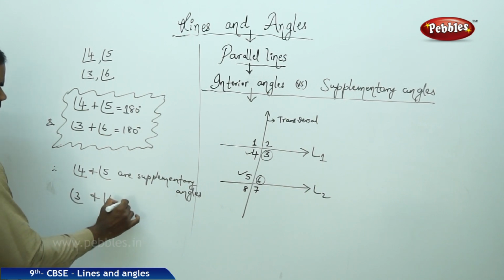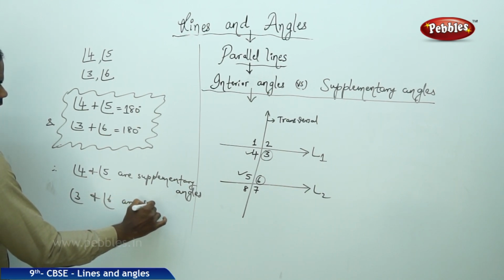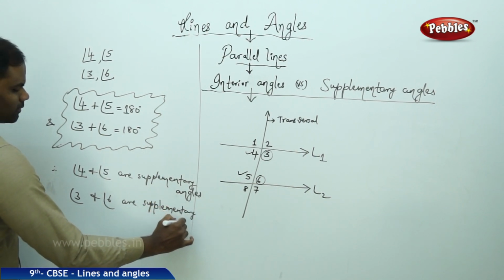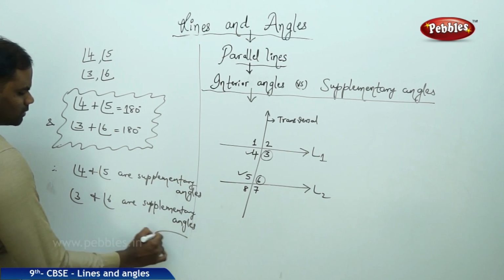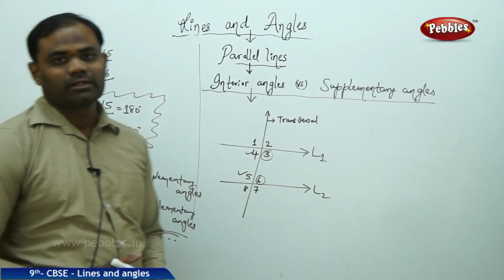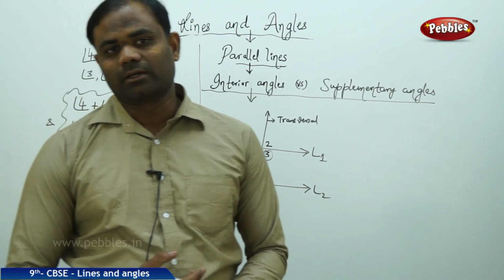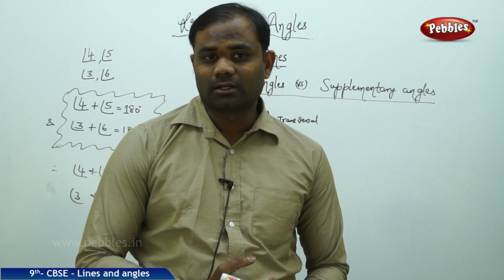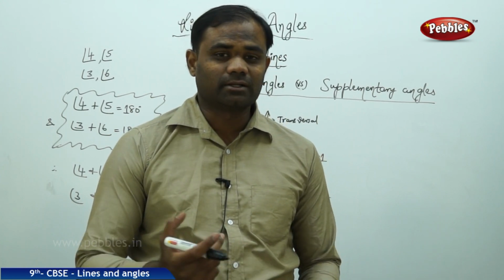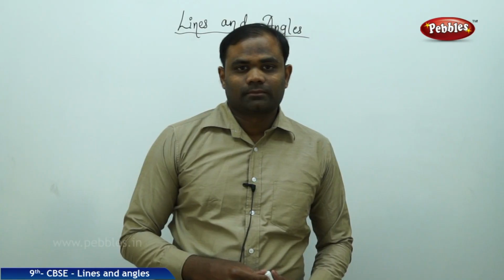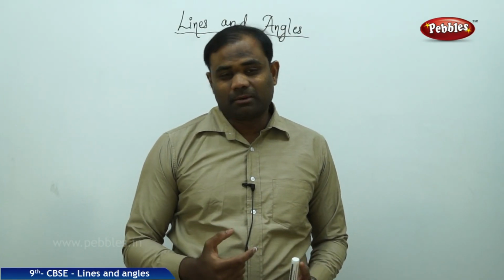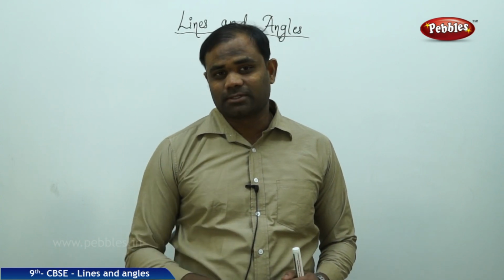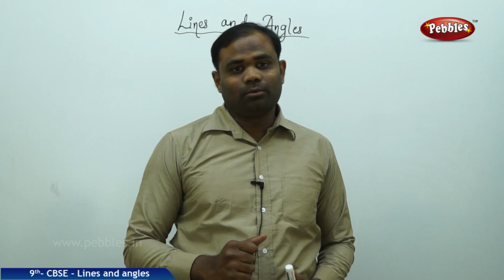Angle 3 and angle 6 are also supplementary angles. This is how we understand the pairs being supplementary angles. Interior angles on the same side of transversal are equal to 180, that is, they are supplementary angles. Now that we have discussed various properties connected with parallel lines, let's see the reverse process of understanding the same properties.